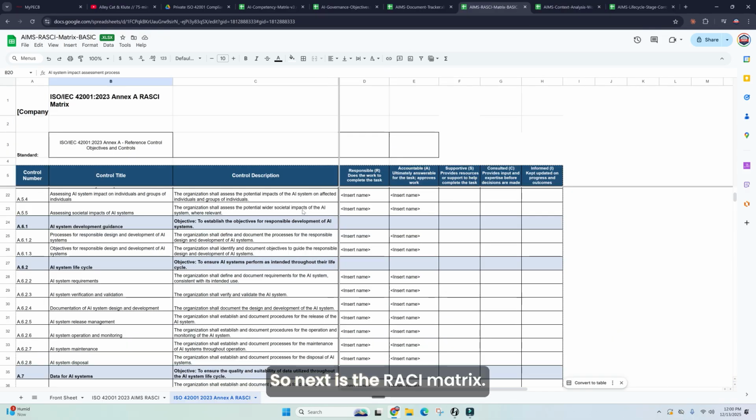So next is the RASCI matrix, and this is your accountability framework related to 42001 clause 5.3, which requires you to assign responsibilities and authorities. Annex A, control 8.3.2 says roles and responsibilities for AI shall be defined. So this matrix can be your evidence.